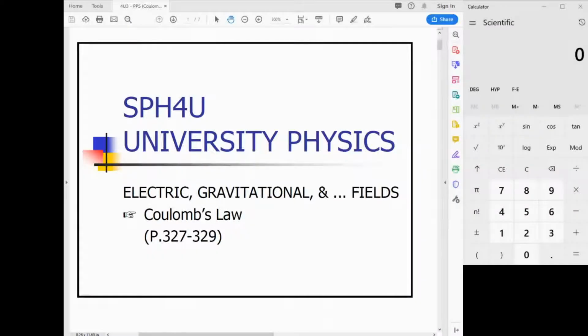So next in Unit 3, we've gone through gravitational fields. We're now going to look at electric fields. So this is our electric fields portion of this unit. After this, we're going to do magnetic fields.